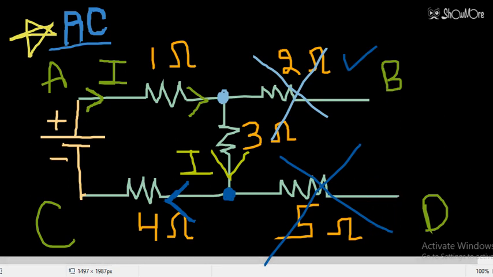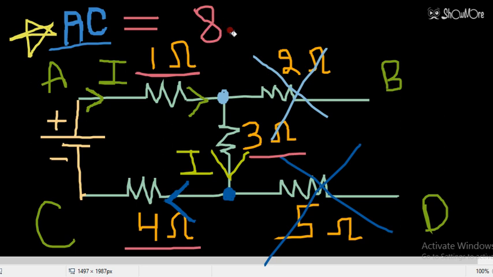The current will be flowing through three resistances, that are 1 ohm, 3 ohm and 4 ohm, and the current is the same. So that means this 1 ohm resistance, this 3 ohm resistance and this 4 ohm resistance are in series. So these will be simply added: 3 plus 1 plus 4 is equal to 8. So the resistance between points A and C will be equal to 8 ohm. You can note down up to this point.